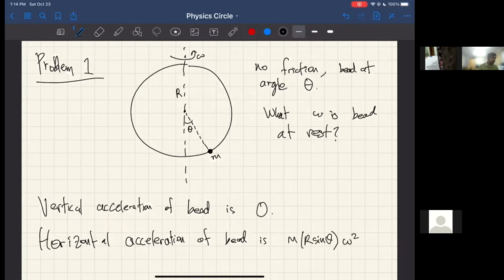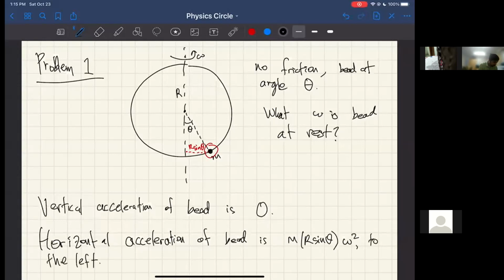So the reason for this is that if you look at this bead and you look at its trajectory, it's actually moving on a circle of radius r sine theta as it's spinning around. So the trajectory of the bead is a circle of radius r sine theta, which means that the acceleration is mr sine theta omega squared pointing towards the center. Let's say to the left.